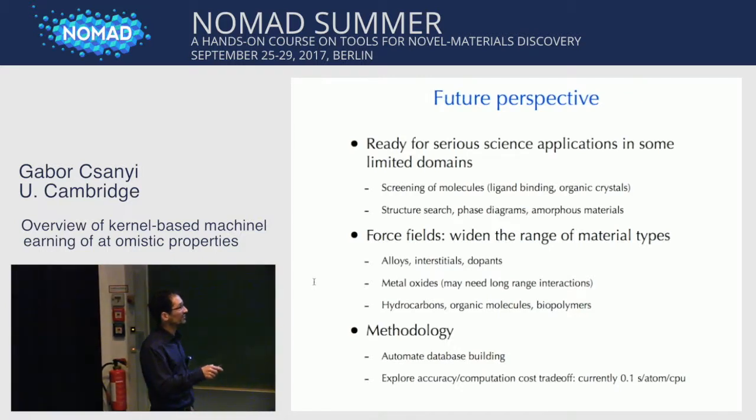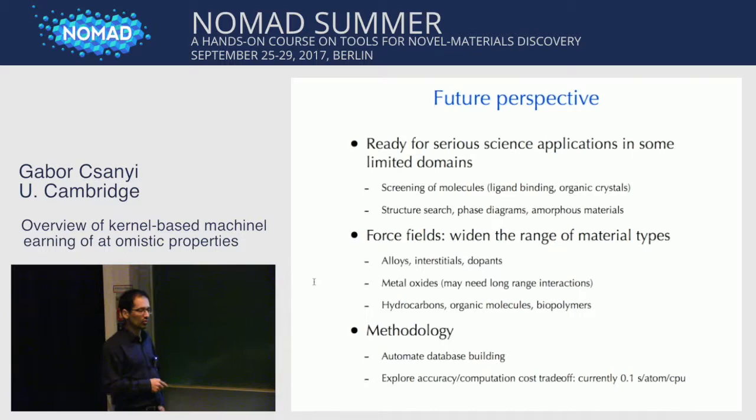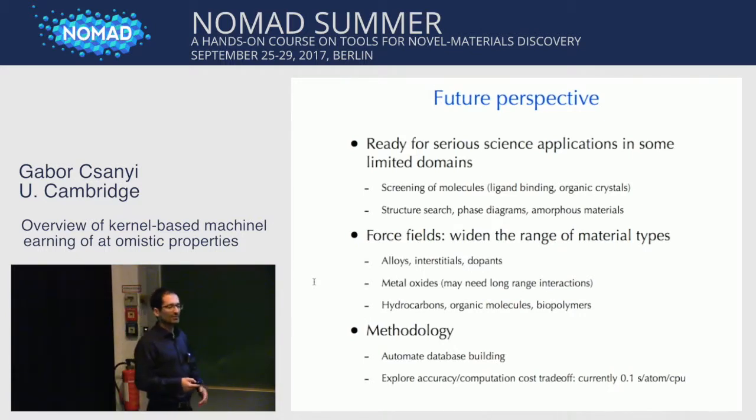So typically 1/10 of a second per atom, per CPU core. 1,000 times slower than a pair potential. Many times faster than DFT, but somewhere in the middle. So can we trade off accuracy and computational cost?